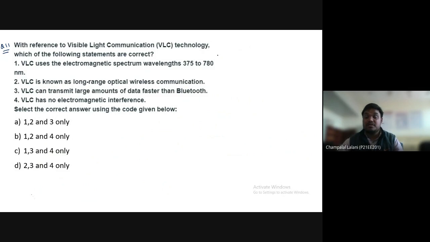This problem was asked in the UPSC civil service exam prelims 2020. This question is very interesting and simple, and it is related to visible light communication. That's why I have taken this question here. If you read this question, I hope you will be able to answer it. You need to answer with option A, B, C, or D.